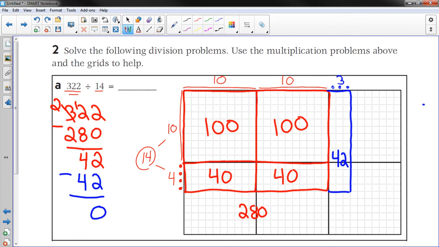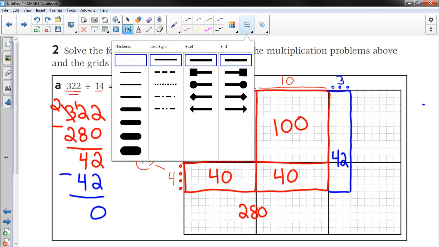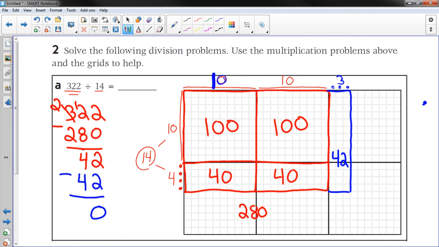So the 10 up above, let's show that a little thicker there. The 10 up here plus the 10 up here plus the 3 is my answer. 10 plus 10 plus 3, that's 23.